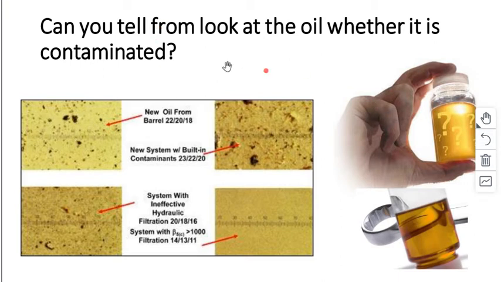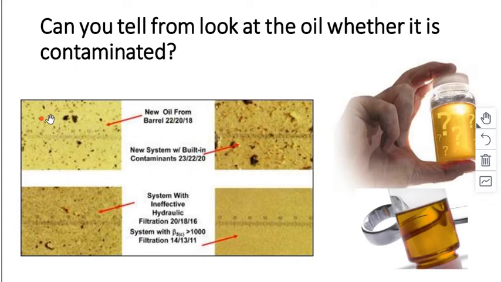Right. Can you tell from looking at the oil whether it is contaminated? Big question. Can you tell whether it is contaminated? And the answer is no, you can't. Yeah. You can't. So when you look at oil, the contaminants in there are invisible. Yeah. And we're going to look at this in a moment.